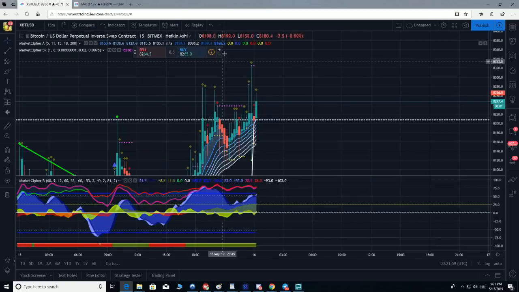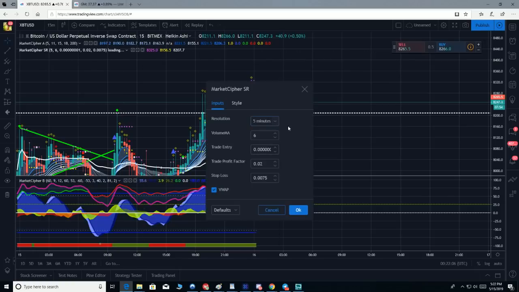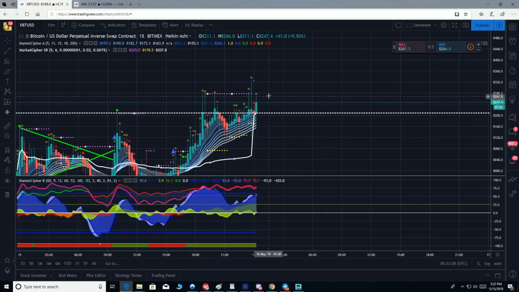Let's go to the 15 here. Let's see what our target is. 82.80, I'd say that's a pretty good take profit point right there.